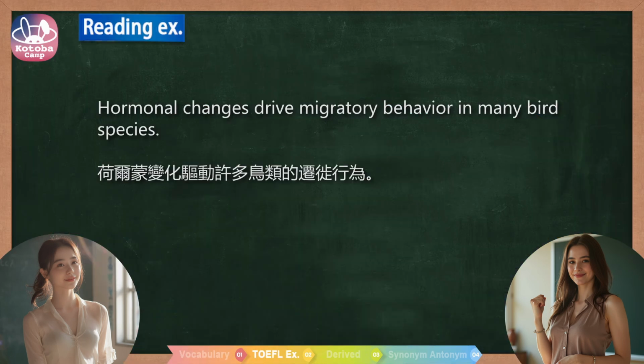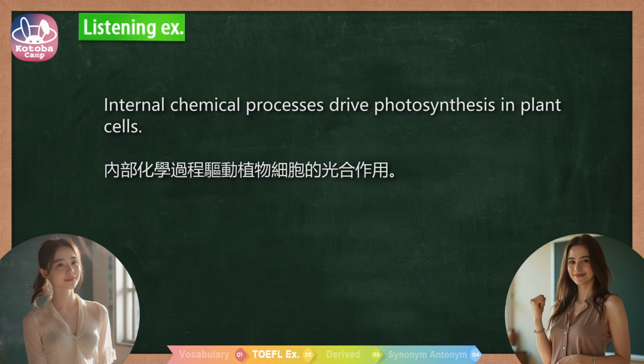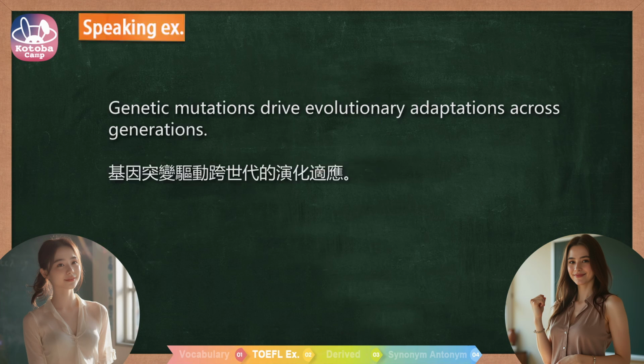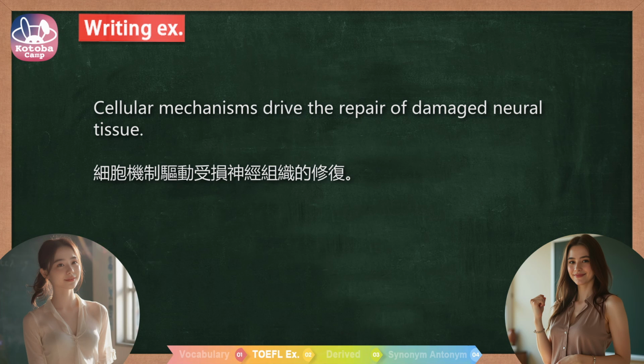Hormonal changes drive migratory behavior in many bird species. Internal chemical processes drive photosynthesis in plant cells. Genetic mutations drive evolutionary adaptations across generations. Cellular mechanisms drive the repair of damaged neural tissue.